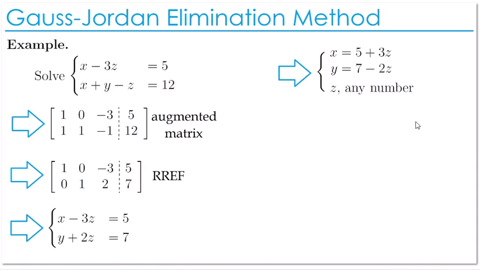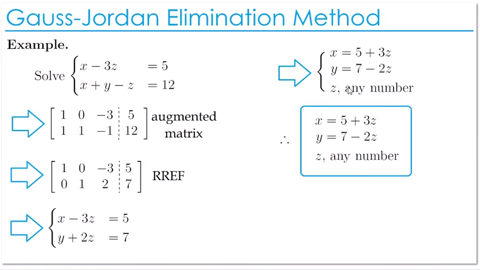Why do we have here z to be any number? Well, there are no more equations that restrict z, so z can be any number. Therefore, our solution to this system is that one already. 5 plus 3z for x, 7 minus 2z for y, and z can be any number.